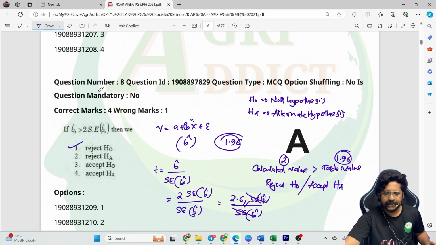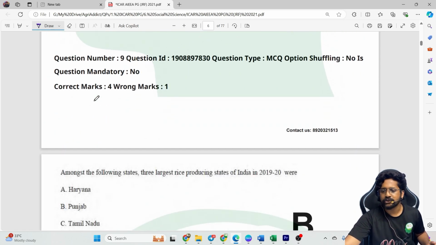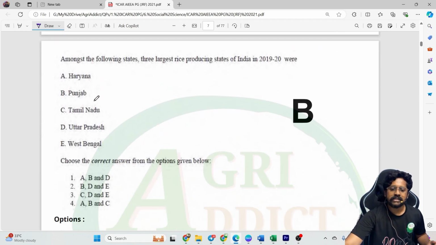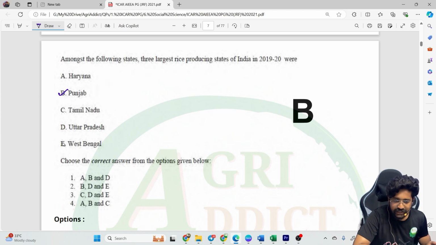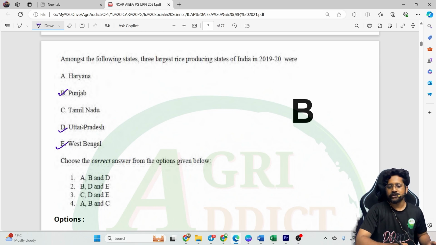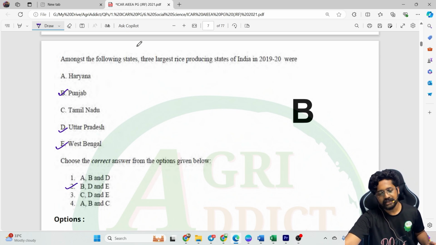So the next question, 9th question. Amongst the following, state the 3 largest rice producing states of India in 2019-20. During the year 2019-20, the 3 largest rice producing states were Punjab, UP and West Bengal. So Punjab is there, UP is there, West Bengal is there. So these were the top three rice producing states. Therefore we can arrive at the answer B, D and E. So the answer 2 will be the correct answer.